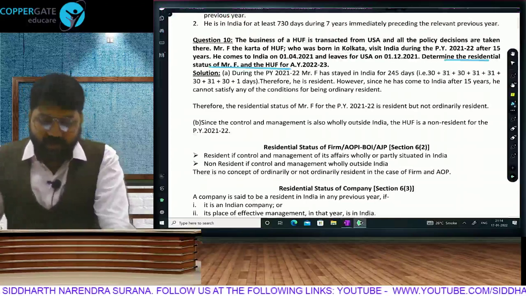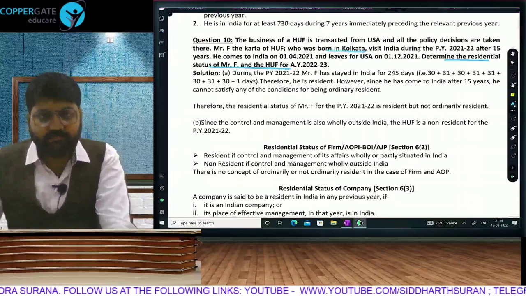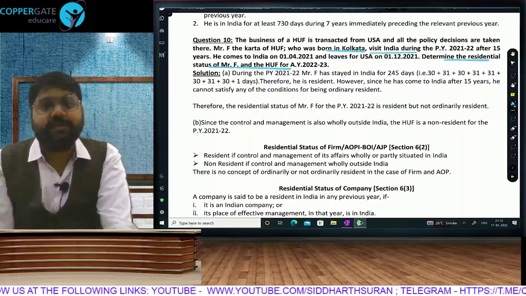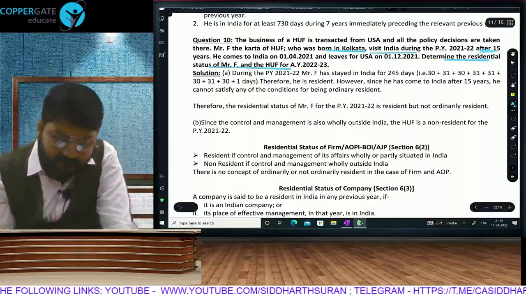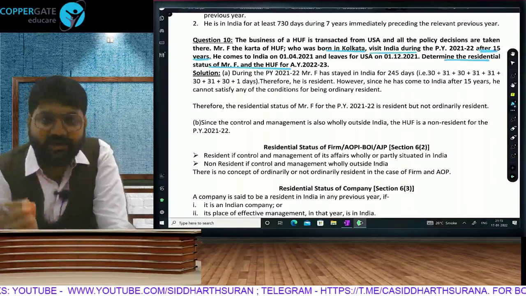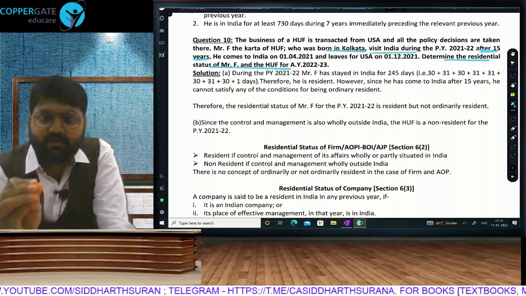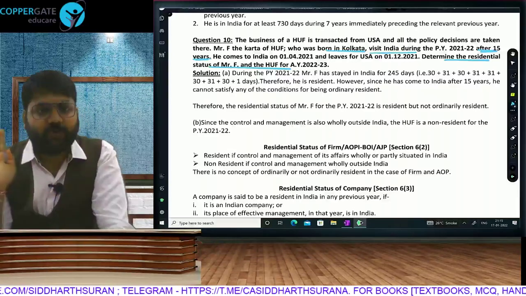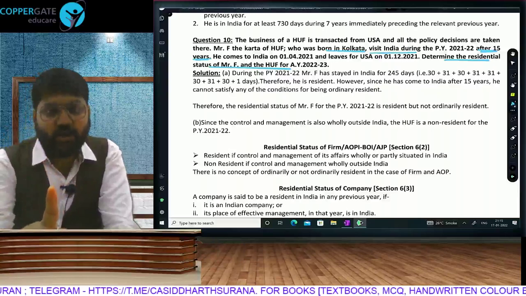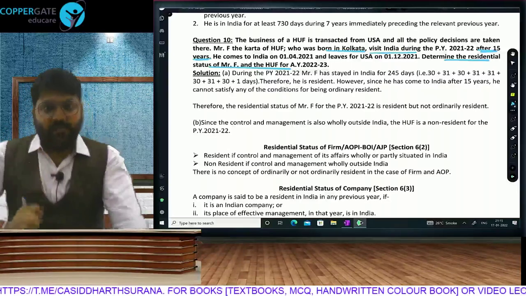If you observe the data of the Karta, he was born in Kolkata. Can I say he is a person of Indian origin? He comes to India for a visit during 21-22 after 15 years. One thing is for sure, if you have a little common sense: last 4 years is 0, last 7 years is 0, last 10 years is 0. He will not become ordinary for sure. But whether he is resident or non-resident, if you directly say RNOR, you are wrong. What if he is a non-resident?